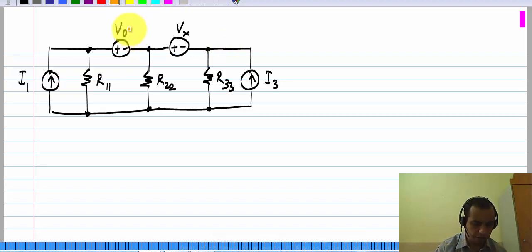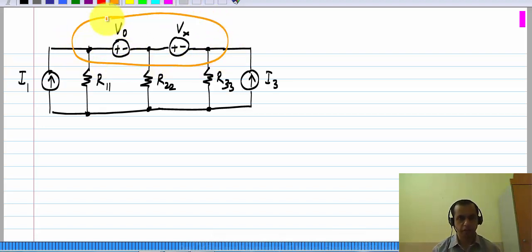Clearly you have to make a super node of all these three nodes, because you don't know the current through this voltage source or that one, and those have to be eliminated from our equations. So you form a single super node out of three nodes. In general, it could have multiple nodes, because if you have voltage sources connected in such a way between nodes, then you have to form a super node with more than two nodes, and that's okay.